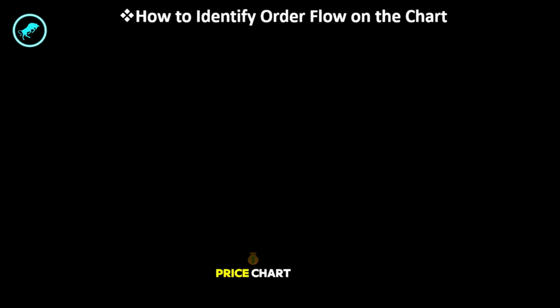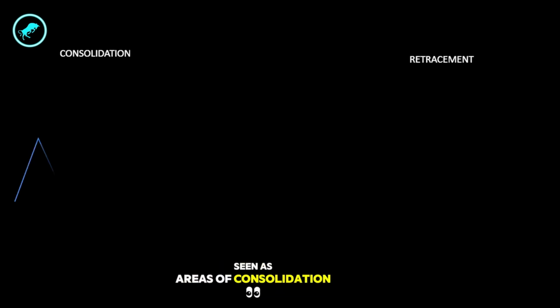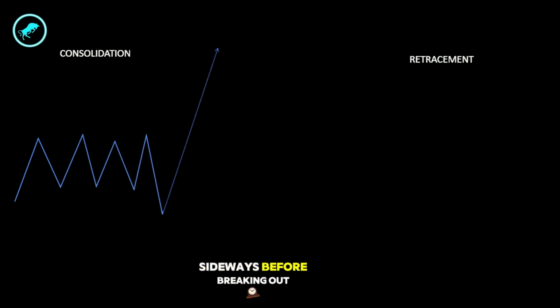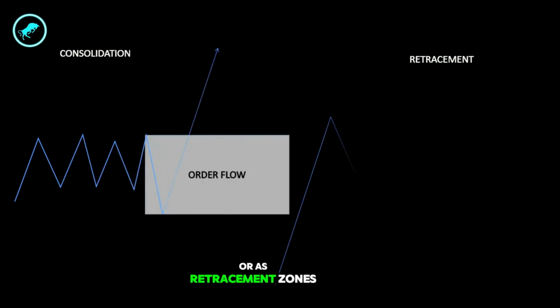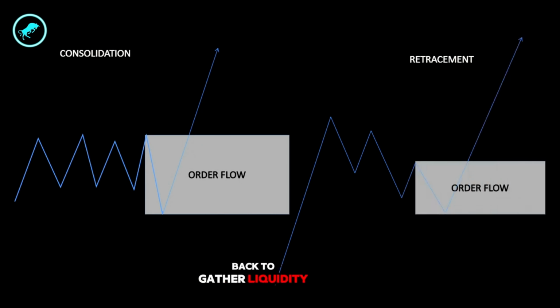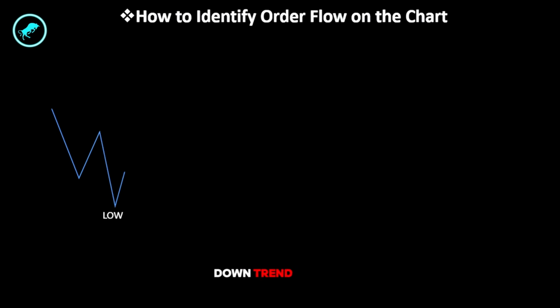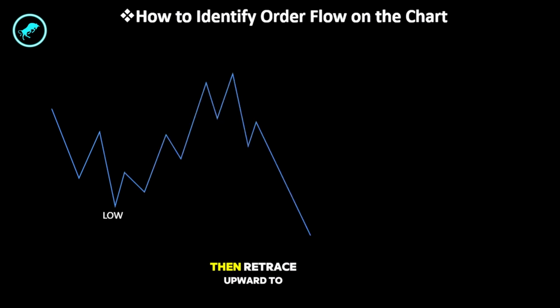Identifying order flow on a price chart involves recognizing zones where buying or selling momentum accumulates before a significant price move. These zones can be seen as areas of consolidation, where the price moves sideways before breaking out, or as retracement zones, where the price pulls back to gather liquidity before resuming its trend. To spot these zones, you need to look for specific patterns and price behaviors. For instance, in a downtrend, you might see the price form a low, then retrace upward to gather liquidity before dropping sharply and breaking the previous structure.